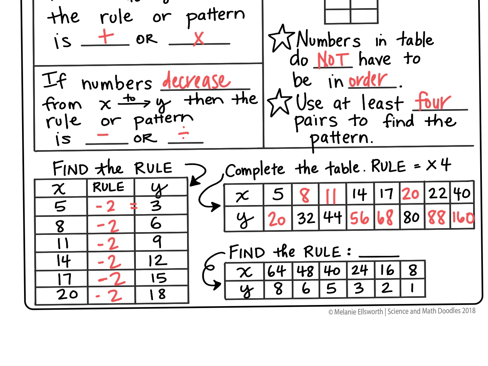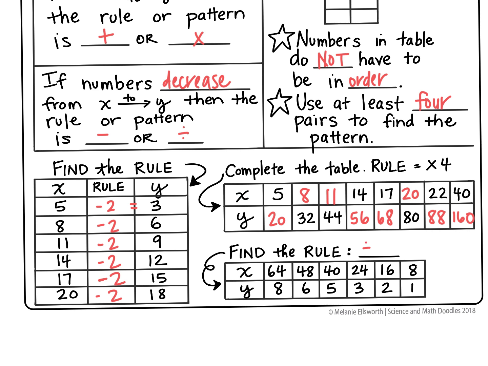Okay, this time I'm given a complete horizontal table, but I need to find the rule. So again, I'm going from x to y. What am I doing to get from 64 to 8 or 48 to 6? I'm going from a bigger number to a smaller number. If the numbers decrease, then I'm either subtracting or dividing.